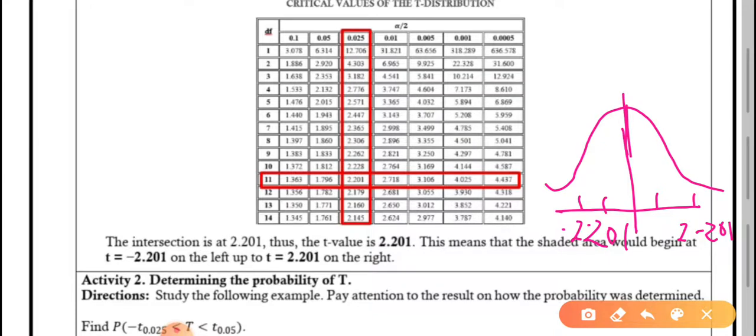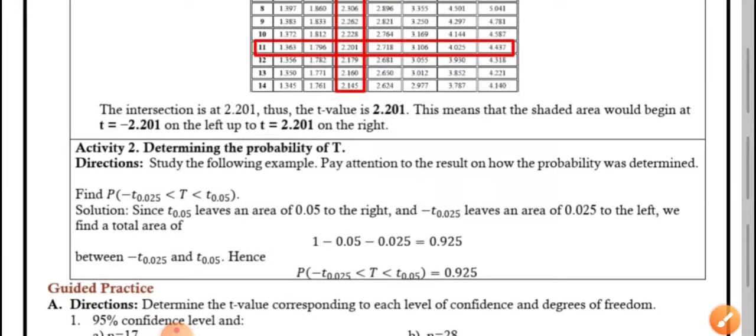So if you're gonna graph it, the shaded part will be up to this point and up to this point. Then just shade it. That's gonna be the area pertaining to the degrees of freedom of 11 and its alpha at 0.025. So how can we determine the probability of t?